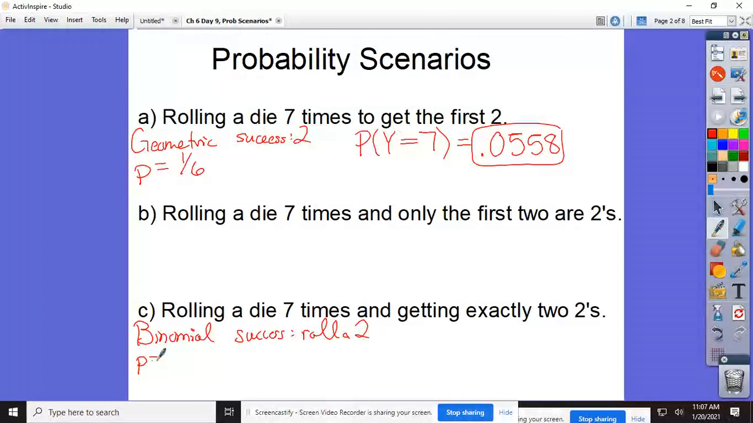I need p, which is still 1/6. I also need X, or I can write it as P of X. So P of X equals 2. So I'll be doing PDF or CDF. PDF. Just to review the equation, which I wouldn't have expected you to write down. What goes on top? 7. What goes on the bottom? What's my first number here?